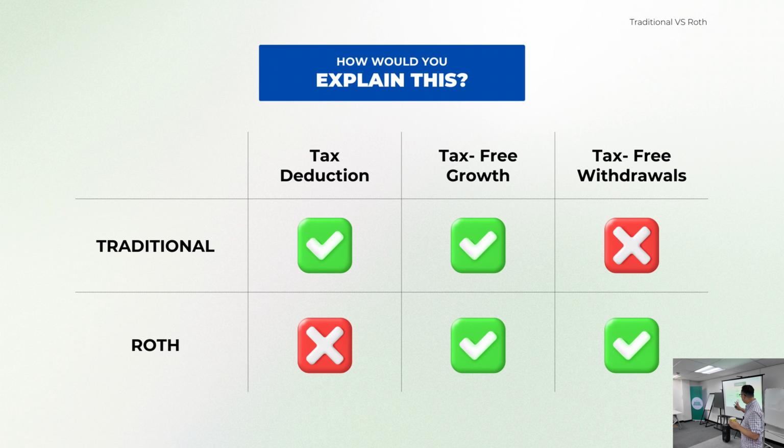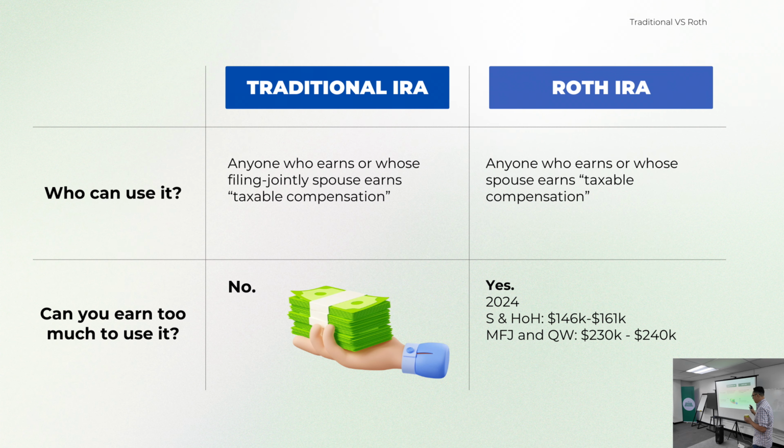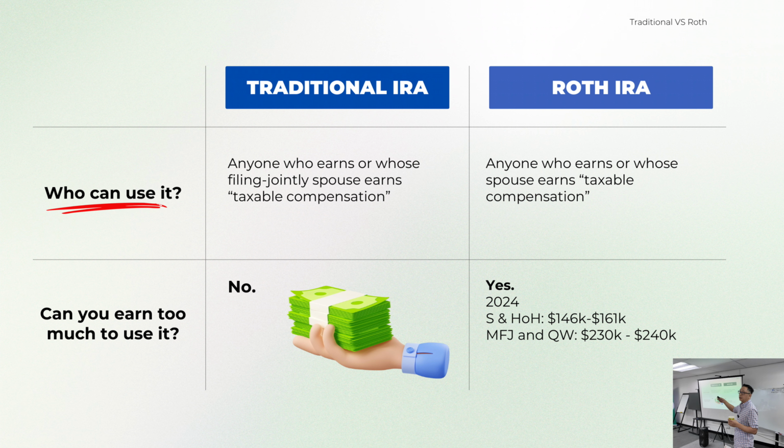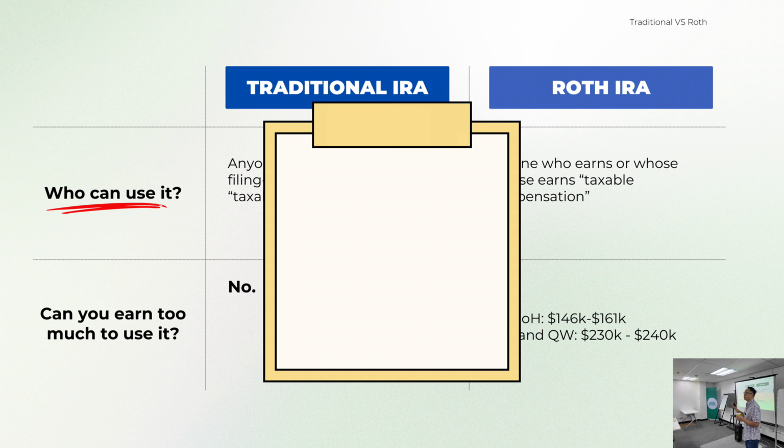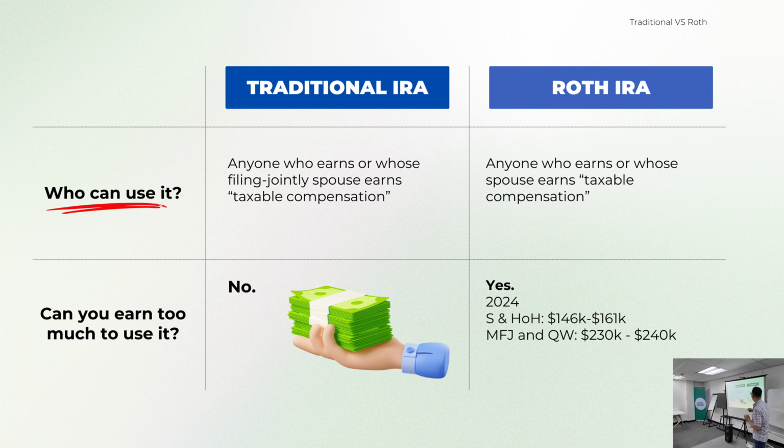So it's really a different way of deciding whether you want the tax deduction now, or tax savings now, or tax savings later. That's the best way to think about it. Traditional IRAs: not anyone can put money into a traditional IRA. The rule is that you have to have earned income. So you have to have employee income or self-employment income to qualify to put into a traditional IRA.